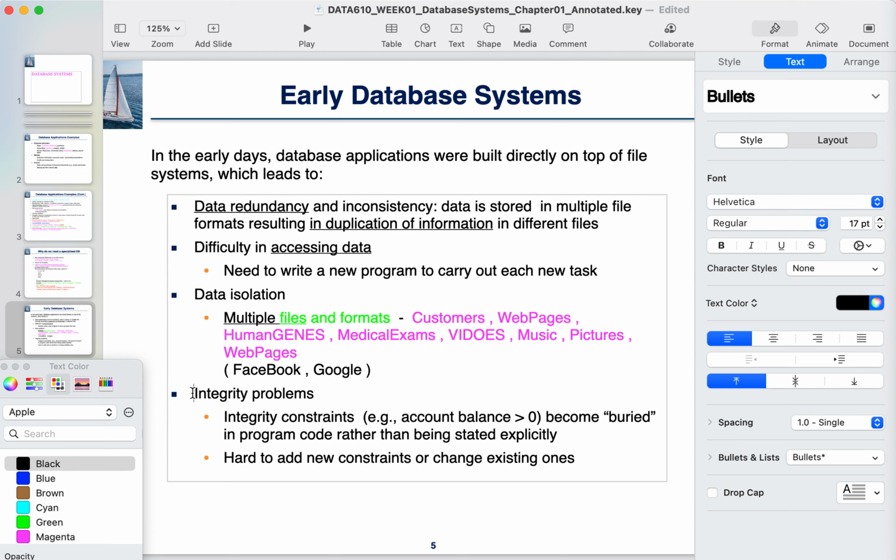And then integrity, the database management system will also handle for us. Let's say there is secret data. Okay, this could be government data or military data.